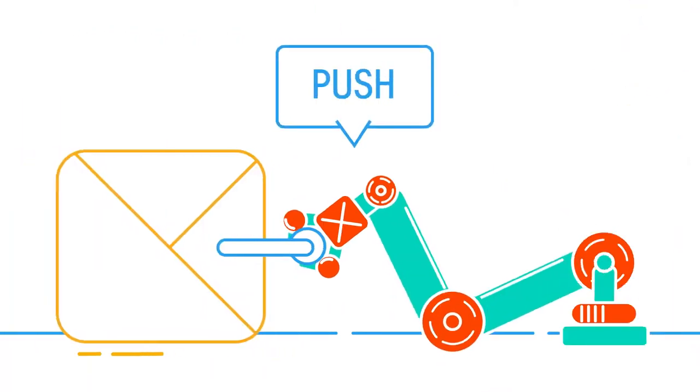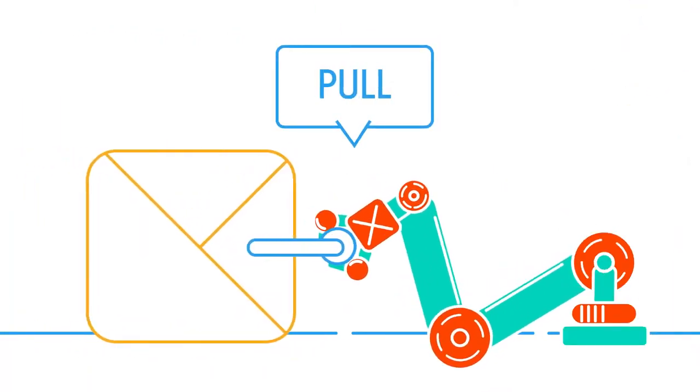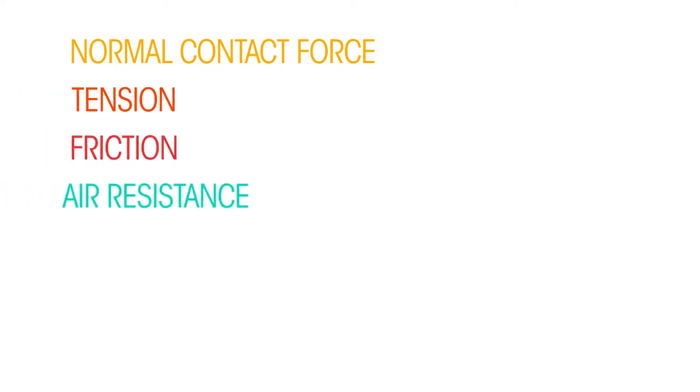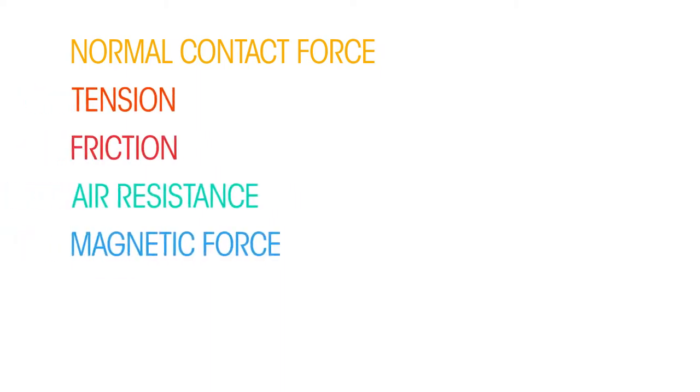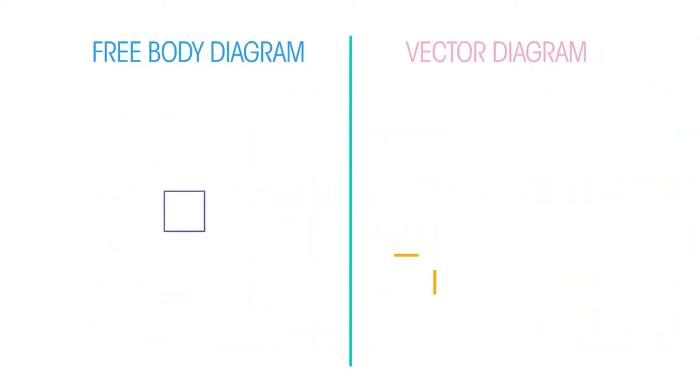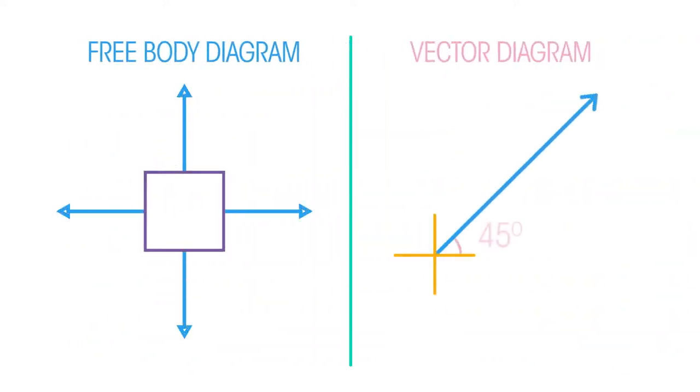A force is a push or a pull that acts on an object. How many forces can you name? Normal contact force, tension, friction, air resistance, magnetic force, electrostatic force, and gravitational force. In this video, we will learn how we can use free body and vector diagrams to describe forces.